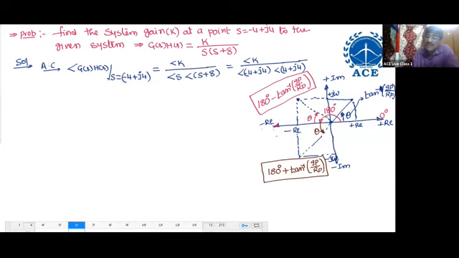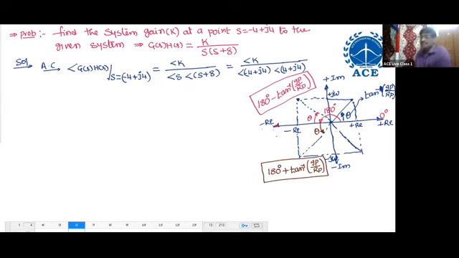Here, negative real and positive imaginary is the second quadrant. In case of minus 4 minus j4, you have to write 180 plus tan inverse of imaginary part by real part. Next, the fourth quadrant: positive real and negative imaginary.